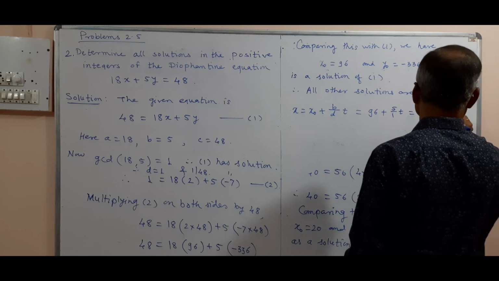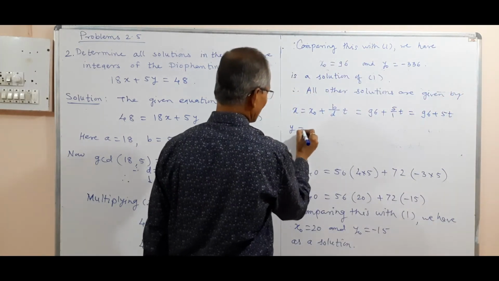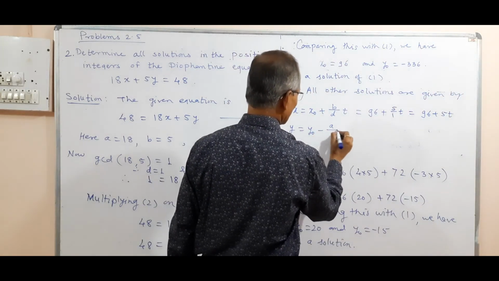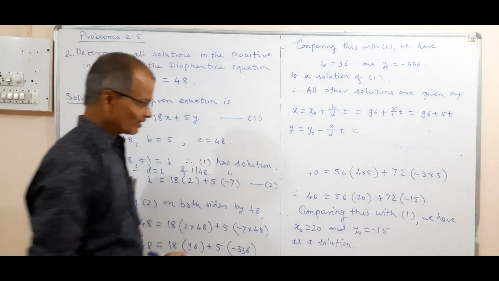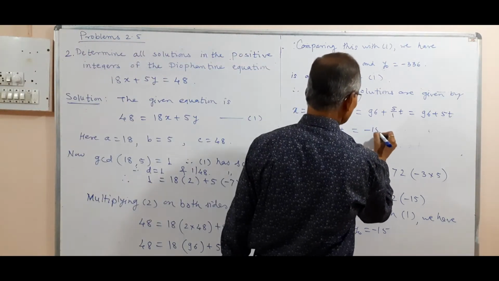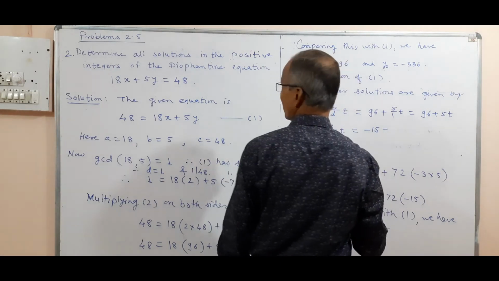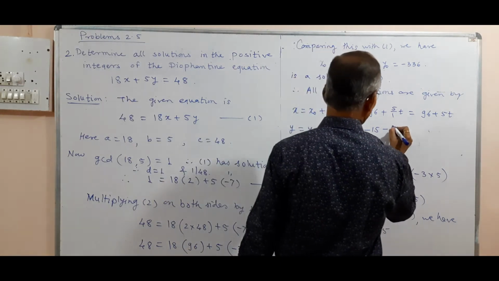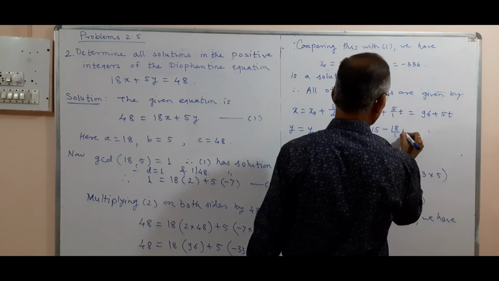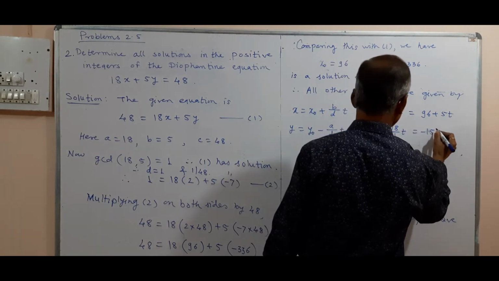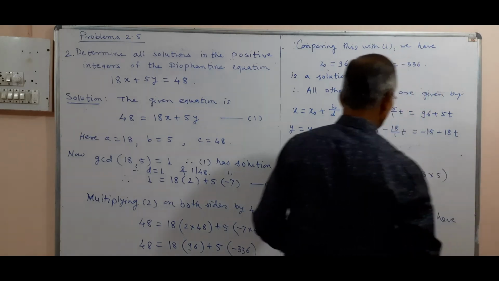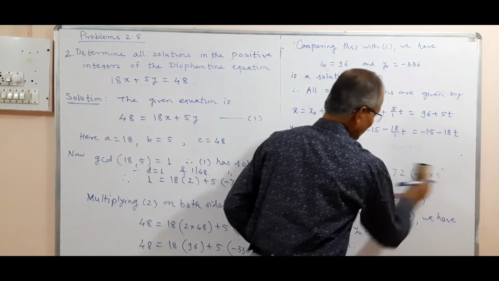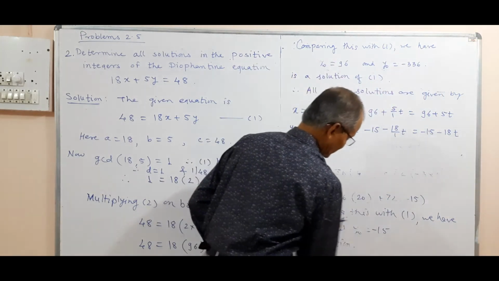And 96 plus b is 5, 5 by 1 is 5 times t, that is 96 plus 5t, and y is equal to y naught minus a by d into t. Here d is 1, so y naught minus a is 18 divided by 1 times t, that is y naught minus 18t, where t is any integer, gives all solutions.